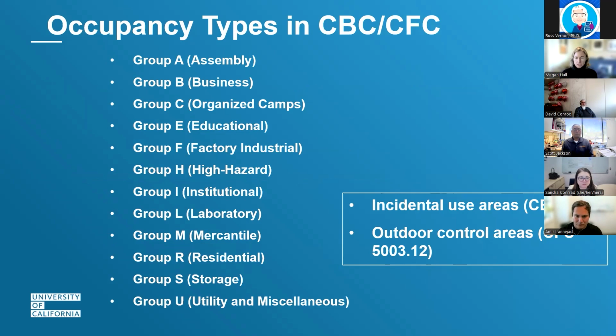What I'm not going to talk about are incidental use areas. You can find out more in the building code in Section 509, but these are certain parts that don't need to be separate occupancies if they're accessory to the primary occupancy and meet certain conditions. I also am not going to talk about outdoor control areas today, but those have particular requirements in Chapter 50 of the Fire Code.